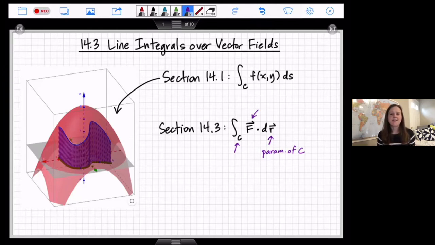The one that's probably easiest to think about has to do with work. You might have learned in a high school physics class that work is equal to force times distance. And that's the underpinnings of this line integral over a vector field. And it's really the easiest way to understand what these line integrals might be able to do for us.